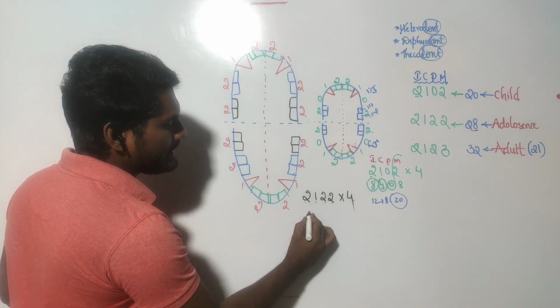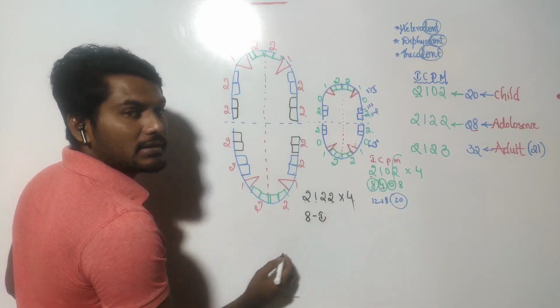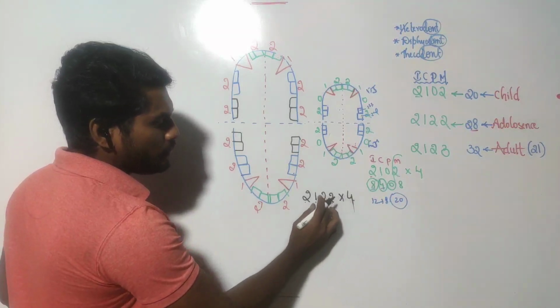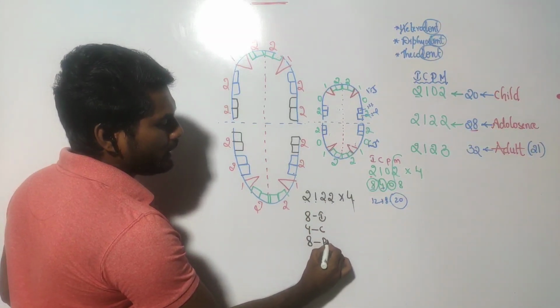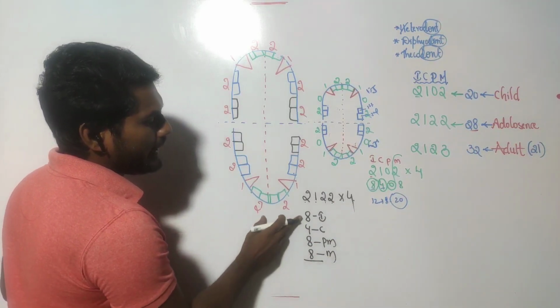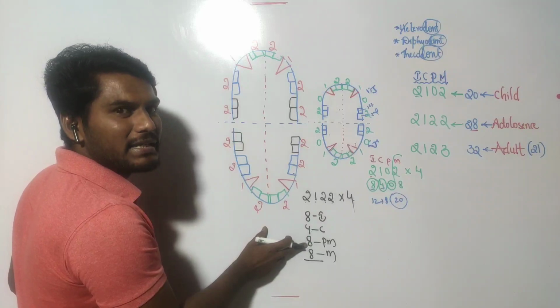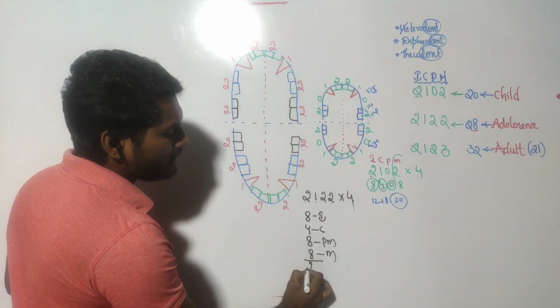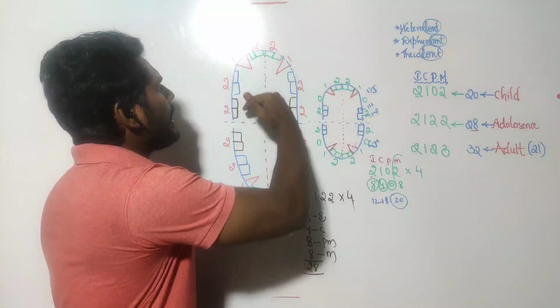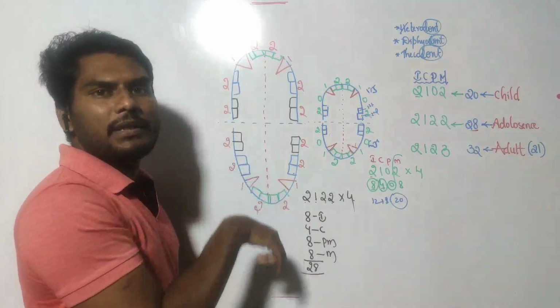4 2s are 8 incisors. Next 4 1s are 4 canines. Next 4 2s are 8 premolars. And 4 2s are 8 molars. 8 plus 4, 12. 12 plus 8, 20. 20 plus 8, 28 teeth that is having. In this 28 teeth, 14 are present in upper jaw, 14 are present in lower jaw.